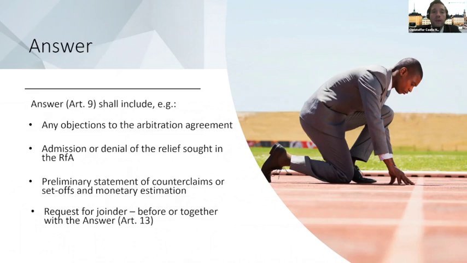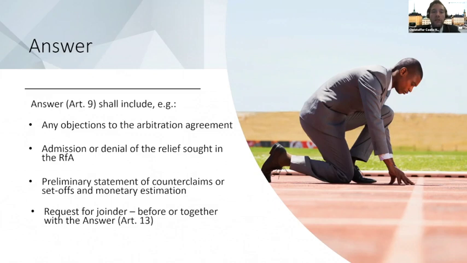Looking then a bit closer to the respondent's answer to the request for arbitration. It is also set out in the rules what the answer shall include. This is set out in Article 9, and like the request for arbitration, I will not mention all of these criteria, but instead just dwell on some of these.